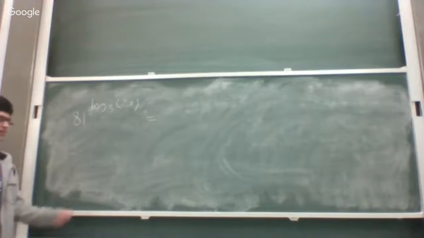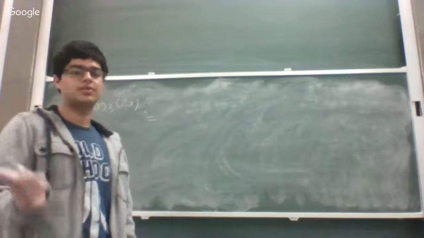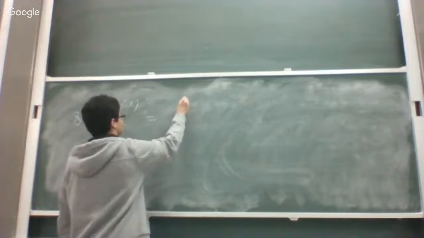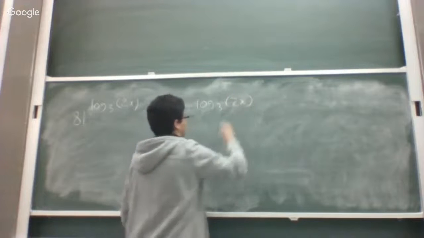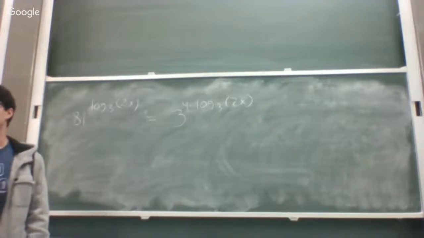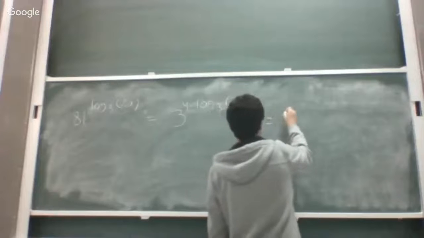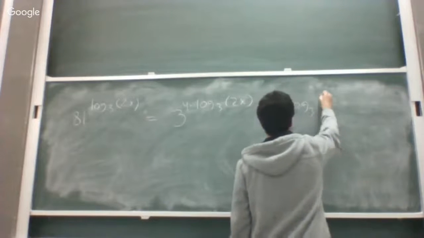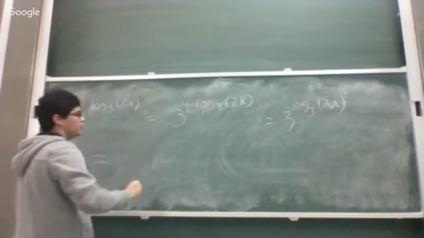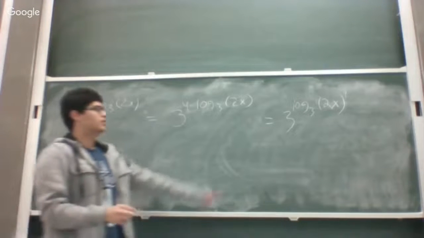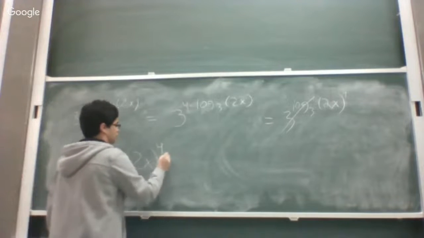What is 81 in simpler terms? 3 to the 4th. So we'll have 3 to the 4 times log base 3 of 2x. What is the next step? This is working it backwards essentially. So we have 3 times the log base 3 of 2x quantity to the 4th. What's the next? Those cross out. So you have 2x to the 4th.